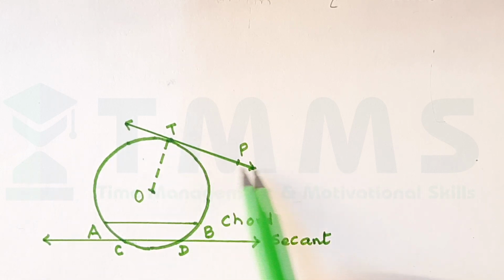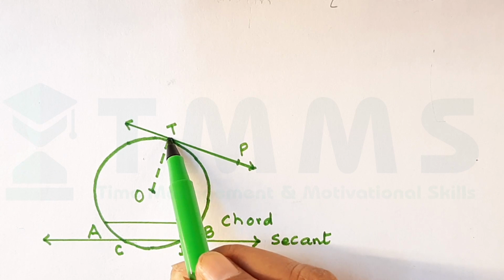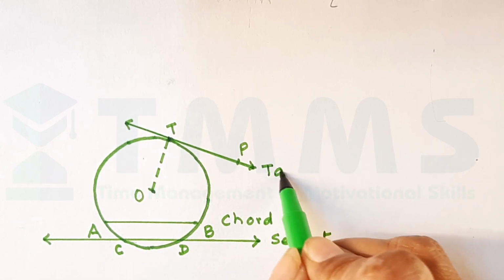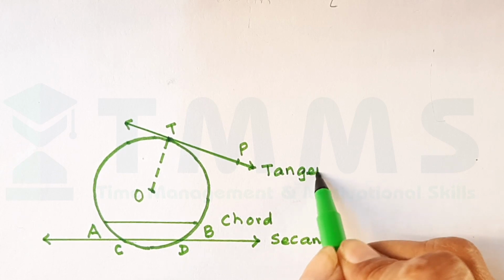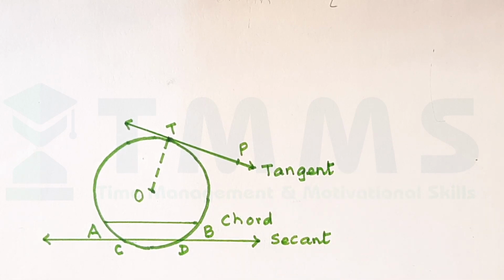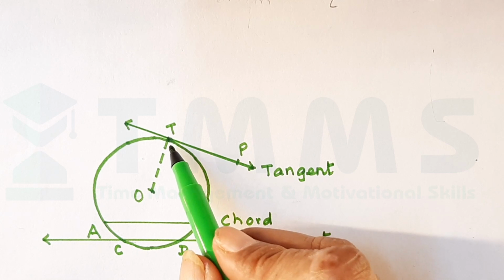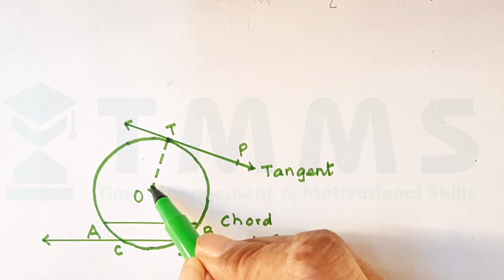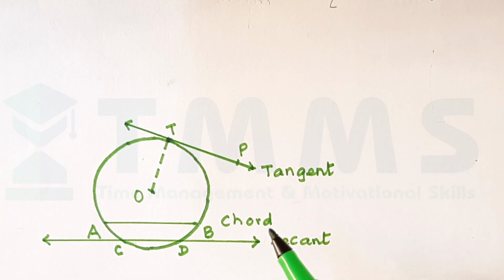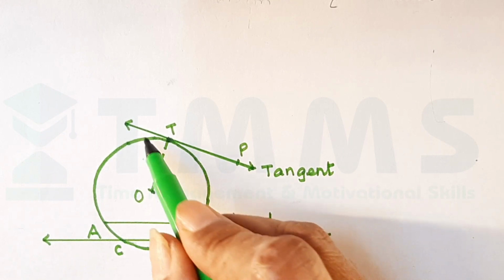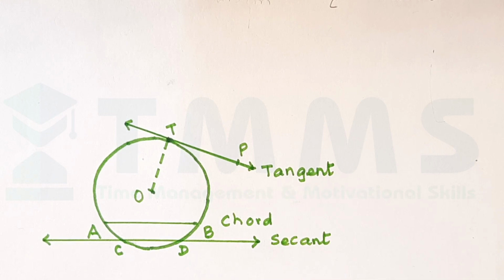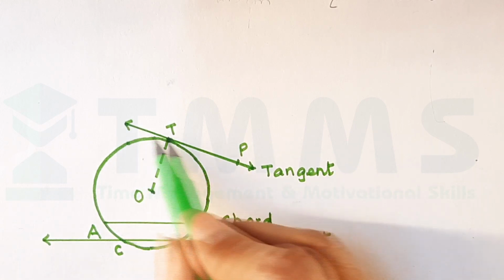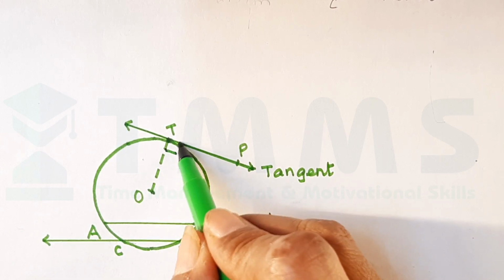And if we have a line which is touching the circle only at one point, then that is a tangent. So what is a tangent? Tangent is a line which touches the circle at one and only one point. And OT becomes the radius at the point of contact. And OT is always perpendicular to the tangent. And so we say radius at the point of contact is always perpendicular to the tangent.